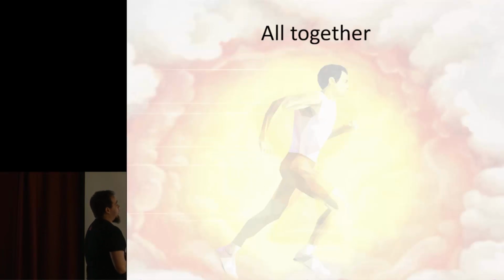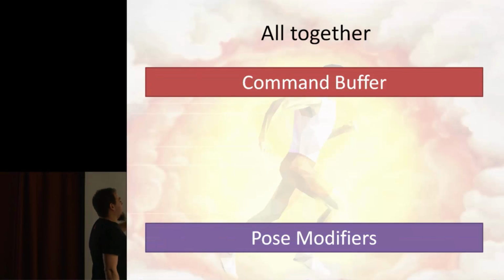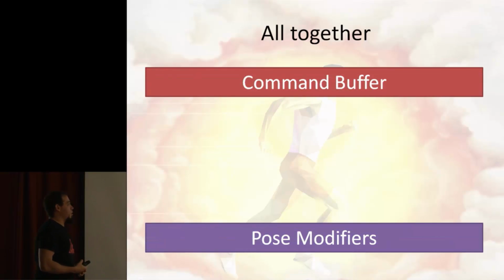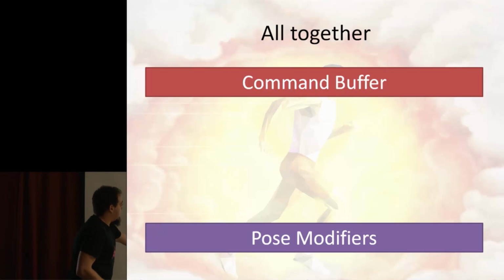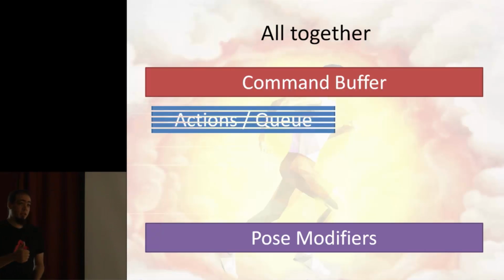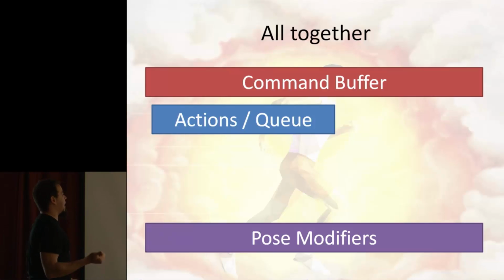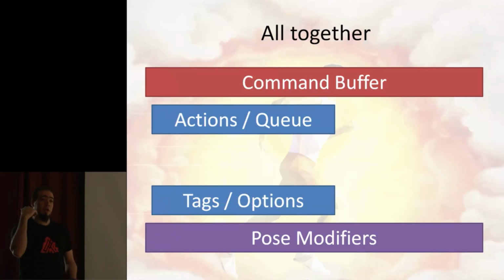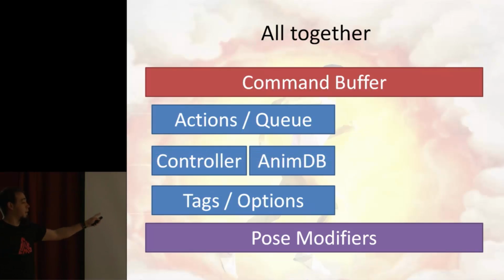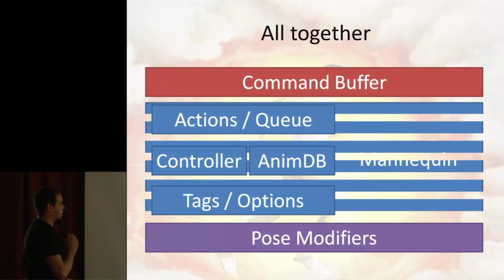So, piecing it all together, we have the command buffer, just super low level stuff. We have the pose modifier, as Niels calls it, something spine IK, and it does some procedural stuff. And then we've got an action that gives us everything we can do, everything this character can do, and the priorities. We have the tags and the options, all the variations, the specializations, the distinctions about this character and its fragments. We have the controller and the animation database that map these actions to scopes and then map these specialized actions to animation assets. And you've got Mannequin. Super simple.